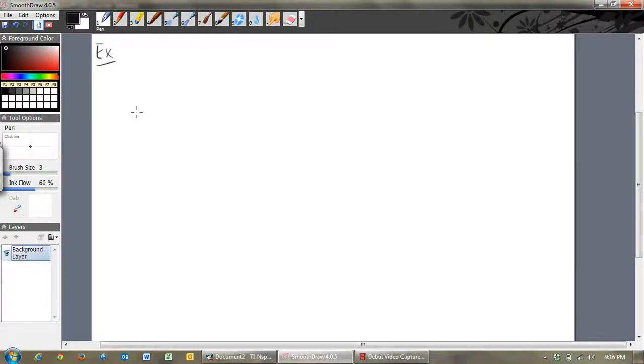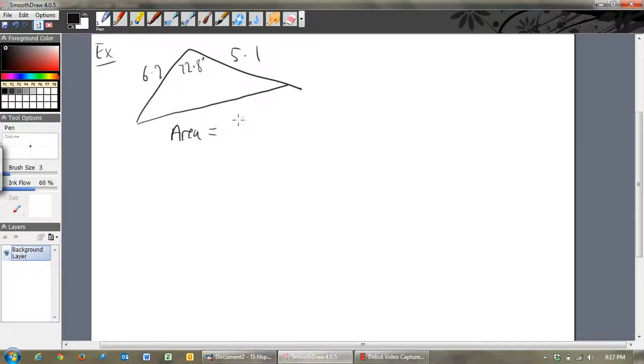Okay, so quick and easy first example, like this. So we'll go 6.2, 5.1, 72.8 degrees. Okay, so we're trying to find the area of this triangle. So our area, should have done a hard one, this is a bit stupid, is half first length 6.2 times by the second length 5.1 times the sine of the angle in between them, so 72.8 degrees.